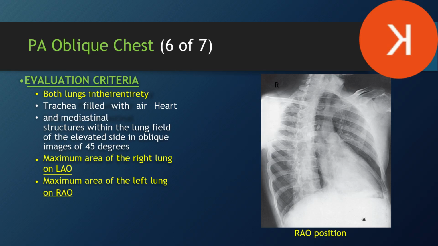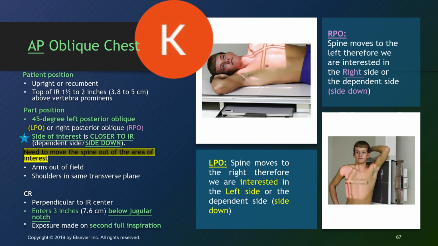Okay, now we're going to go into AP oblique chest. Patient position is upright or recumbent. The top of the IR is 1.5 to 2 inches above the vertebral prominens. The part position is 40 degrees left posterior oblique, which is LPO, or right posterior oblique, which is RPO. Remember, the side of interest is closer to the IR, the dependent side, or the side down.